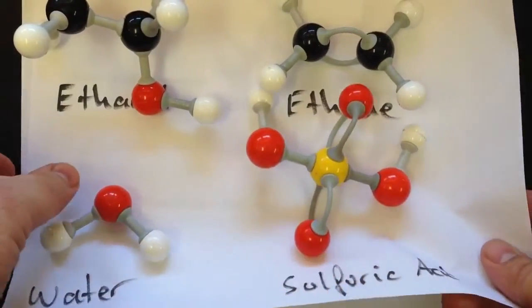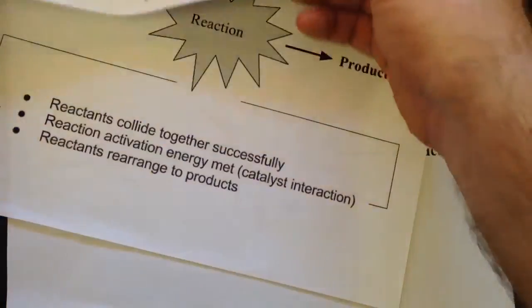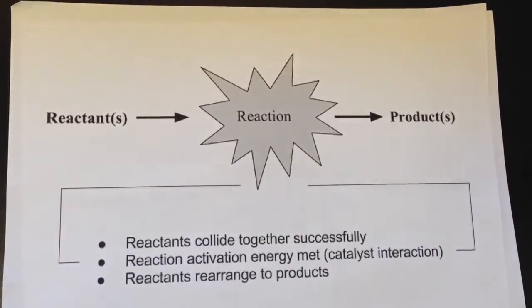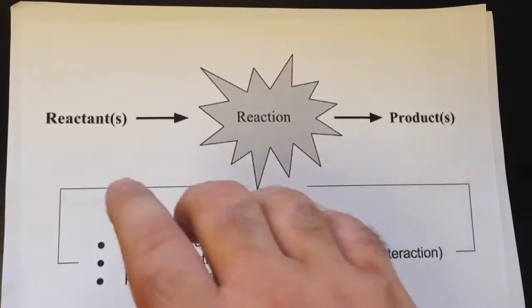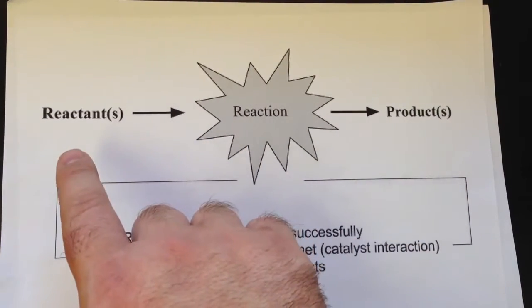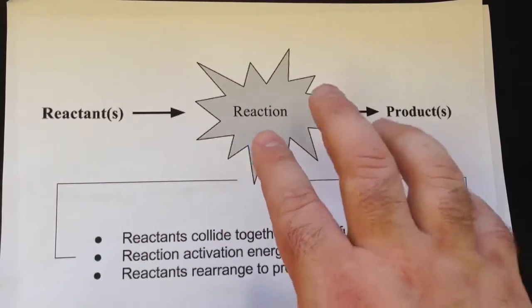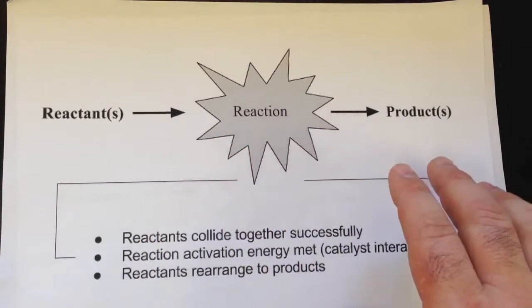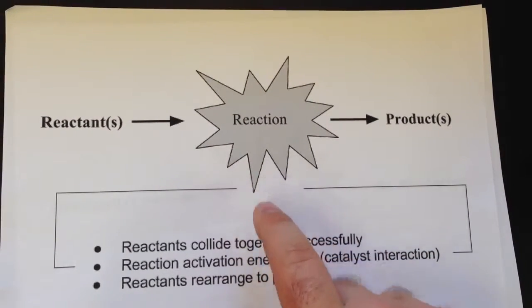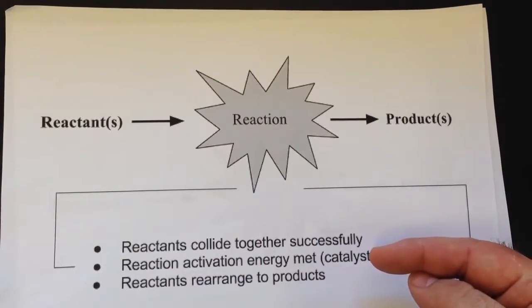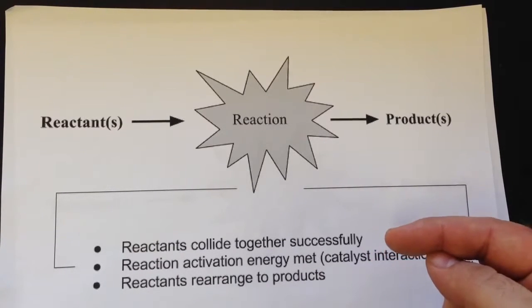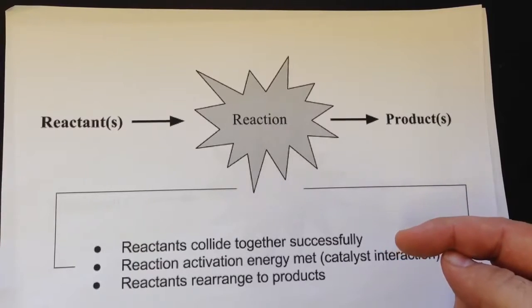So, let's just take a look at chemical reactions in general. Now, when we're talking about chemical reactions in general, we need to point out that what's actually happening is you have a chemical reaction, right? You start with reactants, they collide together, a reaction happens, and they form products. And we're interested in this reaction part, and that is where we have successful collision. They need to collide together, our reactants need to collide together in the right way for the reaction to proceed.